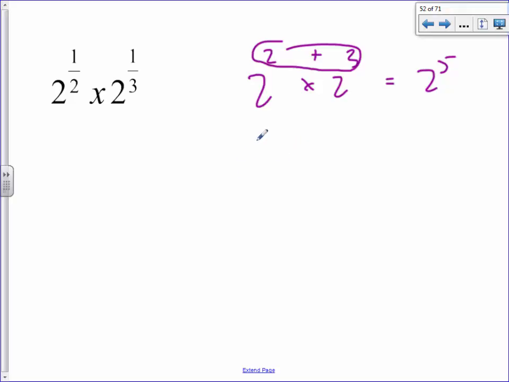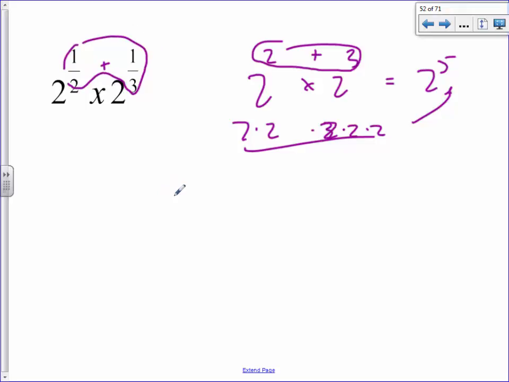Well, the rationale for this is you have 2 2's here, you have 3 2's here. Look, I have 5 2's. It's not as easy to see with fractions. The same thing applies though, we just need to add those numbers there. So as a little bit of an aside here, we need to be able to add 1/2 and 1/3.